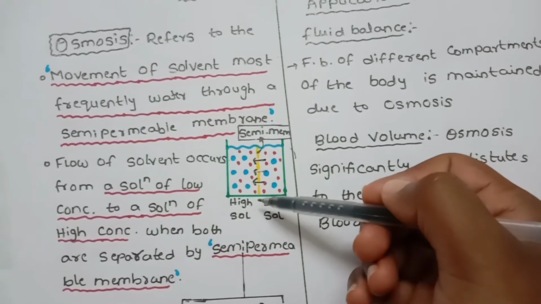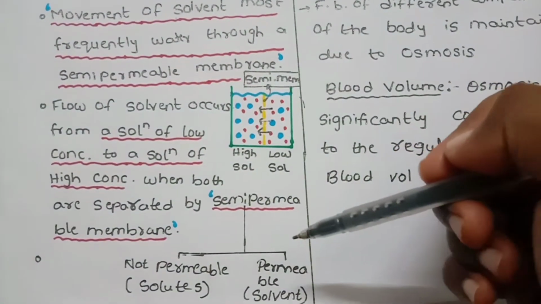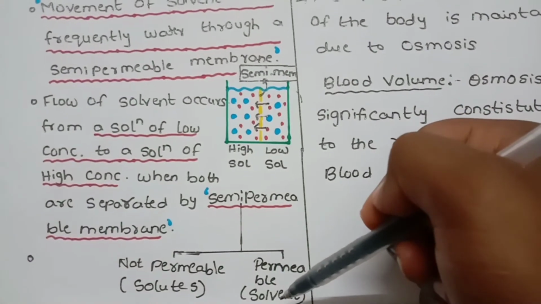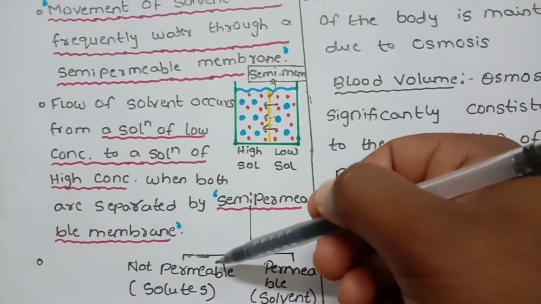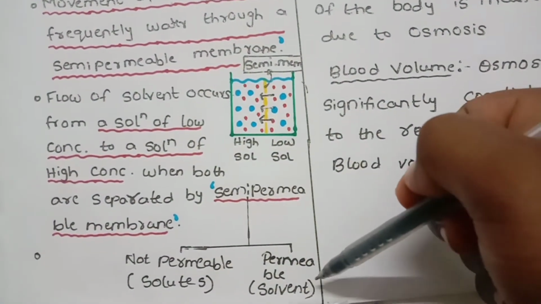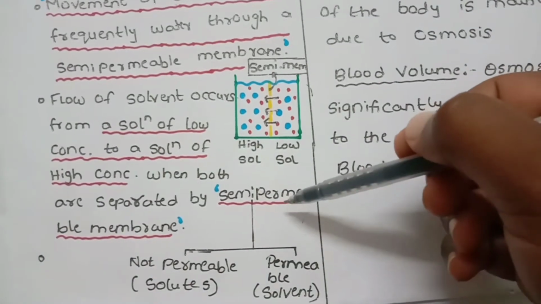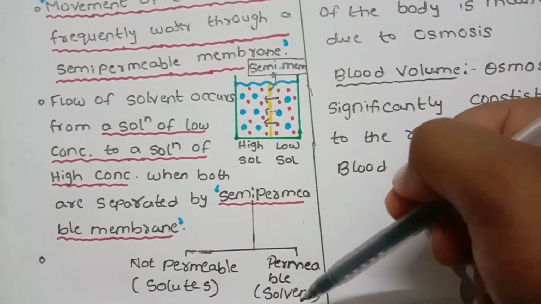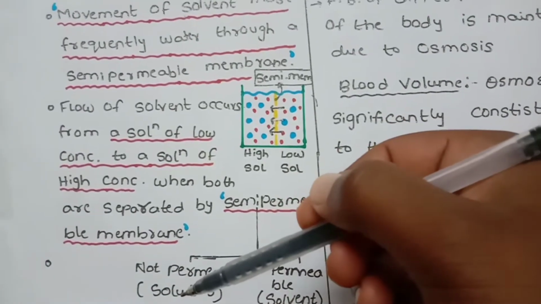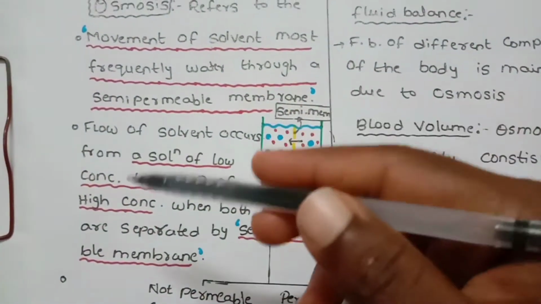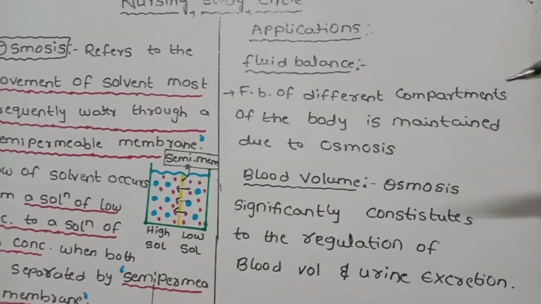The semi-permeable membrane is not permeable to solutes and is permeable to solvent. The best example of a solute is salt, and the best example of a solvent is water. That means the semi-permeable membrane is permeable to water and impermeable to solutes. So this is osmosis, and now you will see the applications of osmosis.